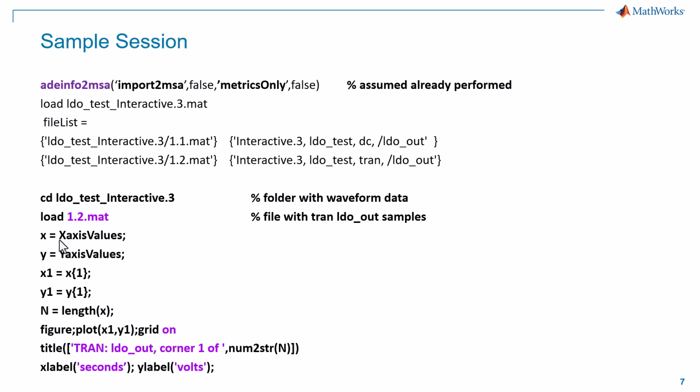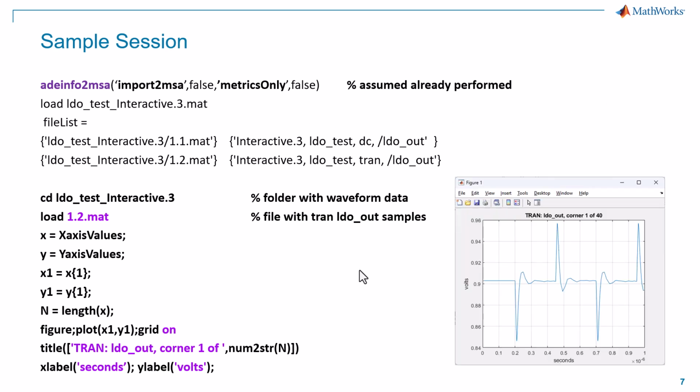I can grab the x-axis values and the y-axis values, which are, again, variables within 1.2.mat, and then I can plot them out. So in this case, I just plotted corner 1 of so many corners, just an XY plot, because X here is time, Y just happens to be voltage in this case, and I can just plot that out like anything else in MATLAB.